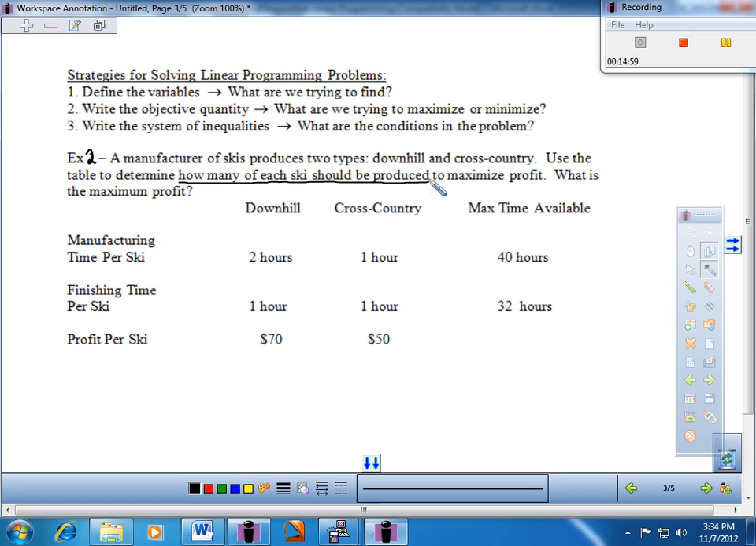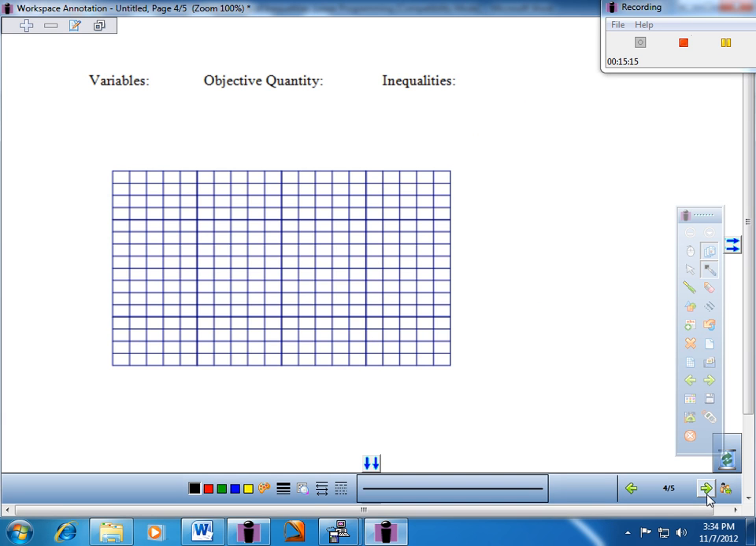So I'm going to have to sort of go screen to screen here. You guys are also probably going to have to go front to back, but let's see if we can kind of work this out together. I have exactly the three situations at hand. We're going to define our variables, we're going to write an objective quantity, and then we're going to write our system of inequalities.